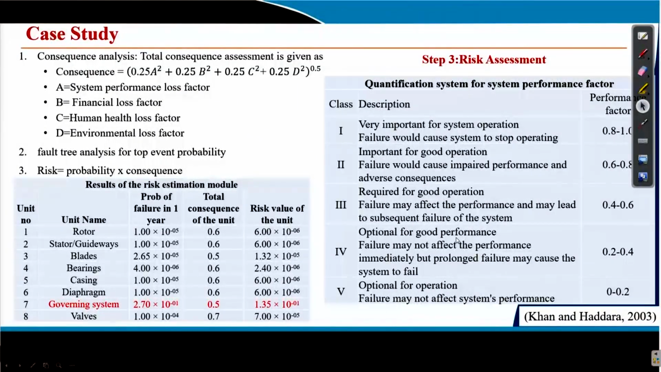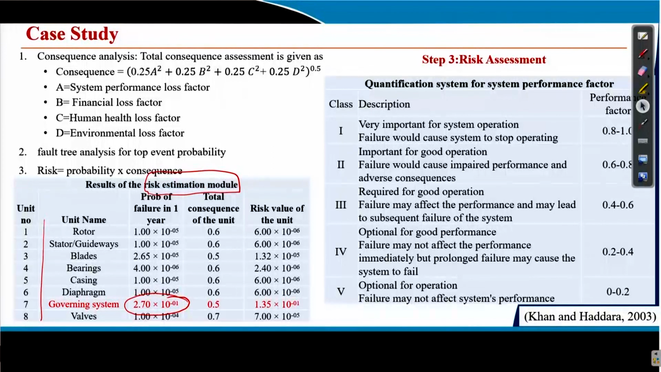Then, using the fault tree, as well as, in cases where a fault tree was not required, historical data or data given by the plant personnel, we finally found the risk estimation for each unit. We found the probability of failure in one year for the different units, and if you compare them, the governing system has the maximum probability of failure, and it is quite a large value also.